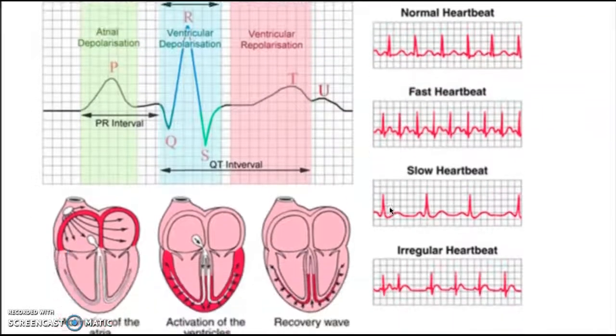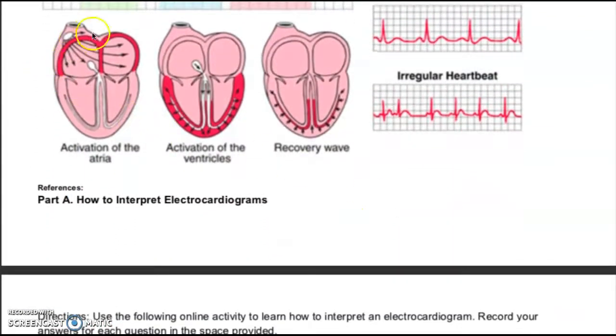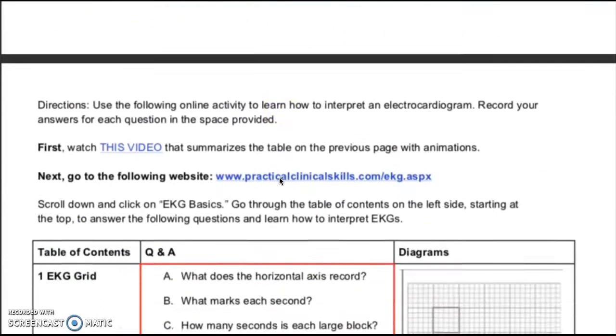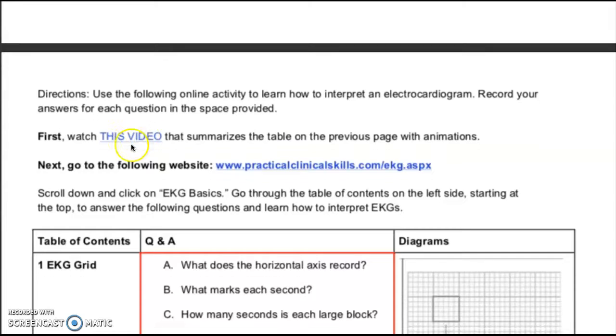Shows you a normal heartbeat, fast heartbeat, slow heartbeat, irregular heartbeat. And here again, atrial contractions, ventricle contractions, and the recovery wave. So read about that. You can watch this video. I'm going to change this PDF so that you can have the link here. The video just sort of shows you, it's optional, shows you what the peaks and valleys actually relate to. I think it might be helpful to you.